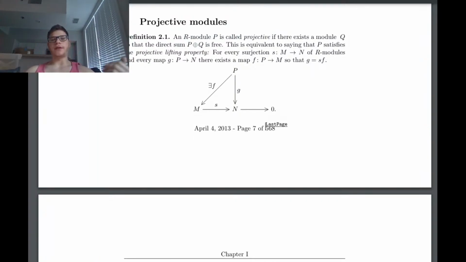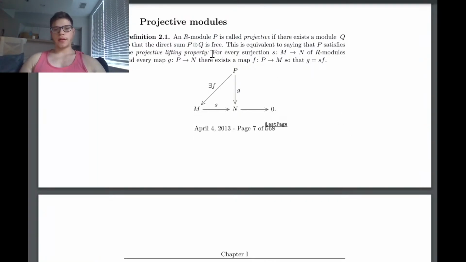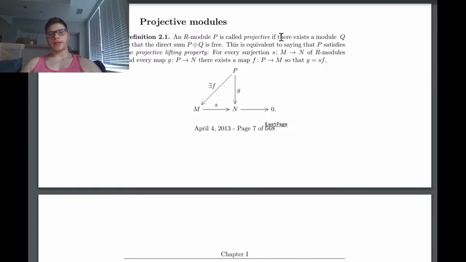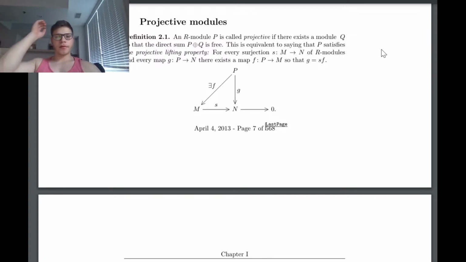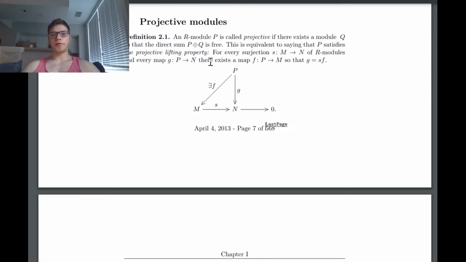Of course, I know the definition. An R module is called projective if it's a summand of a free module. This is not the same as stably free, because Q doesn't have to be free here. It's equivalent to saying that P satisfies the lifting condition: for every surjection of R modules and every map from P, there exists a map making this diagram commute.